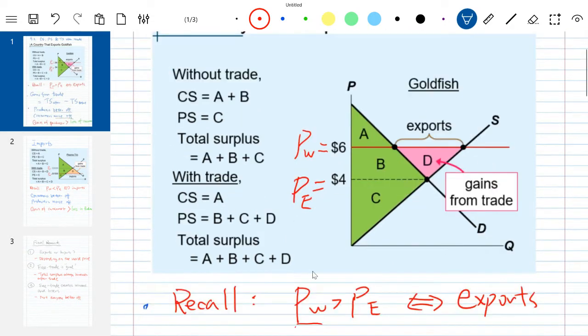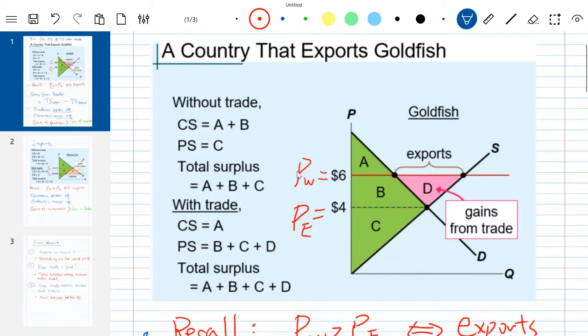And remember from before that a country would be exporting if and only if the world price is greater than the domestic price. Okay, so the first thing you should conclude from this graph is this higher price, $6, would be the world price for goldfish, and this lower price, $4, will be the domestic price for goldfish. So we're going to calculate the consumer surplus, producer surplus, and total surplus in the case when this country doesn't do trade. So in this case, we're going to go with the domestic price, which is $4.